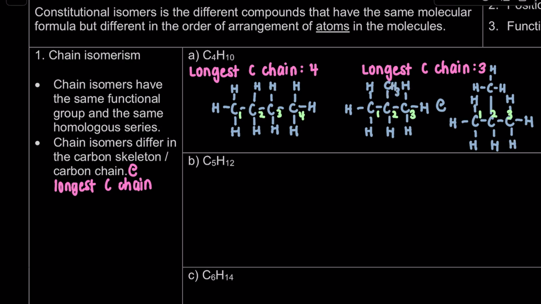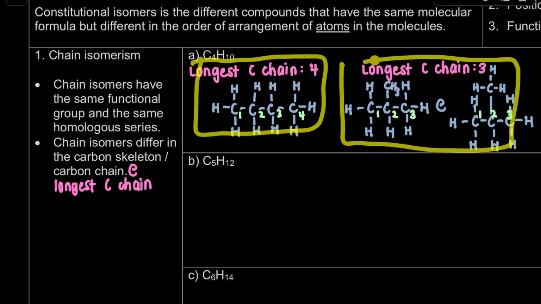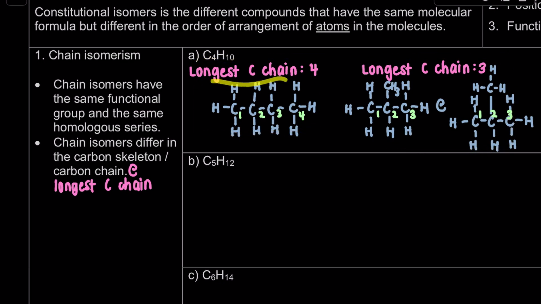Again, that is what is meant by isomer, where they have the same molecular formula but differ in the order of arrangement of atoms. For this one, the longest carbon chain is 4. This one, the longest carbon chain is 3. Even though they have different longest carbon chains, they still follow the same molecular formula, C₄H₁₀.